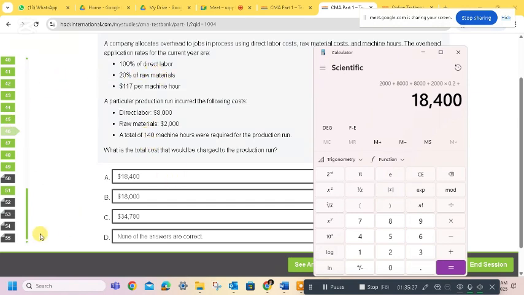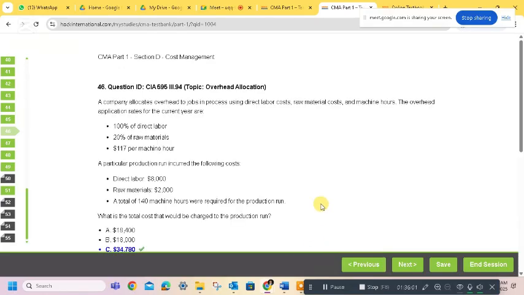140 machine hours into 117. 34,780. Look at the working here. 2,000 direct material, 8,000 labor. So those two tell us the direct cost. Then overhead I have to do in three steps. 100% of labor, that's why I added another 8,000. 20% of raw material, so raw material 2,000 into 0.2, plus 117 per machine hour. This is the number of machine hours. Multiply 140 into 117. Let's check the answer. Yes.